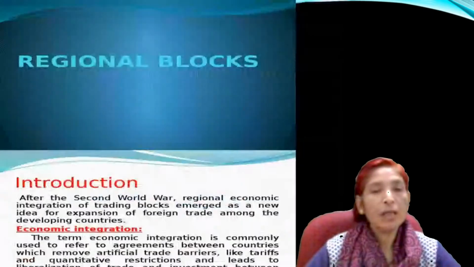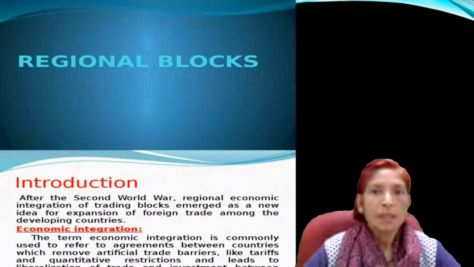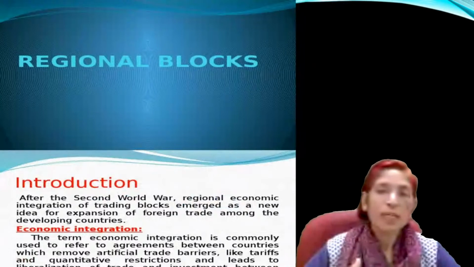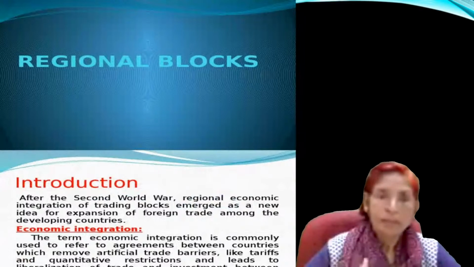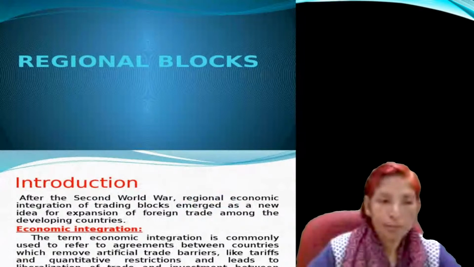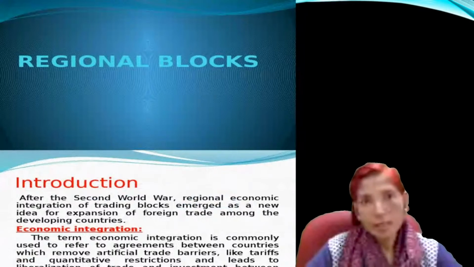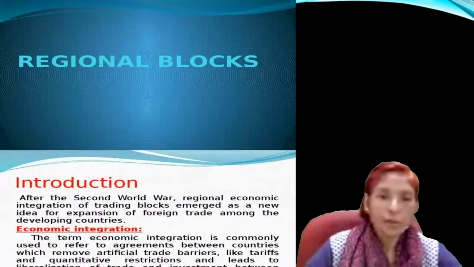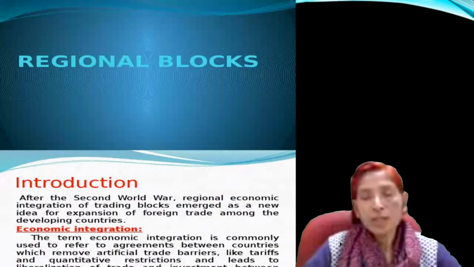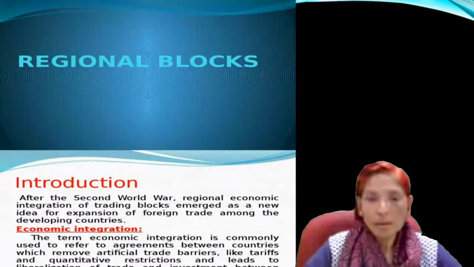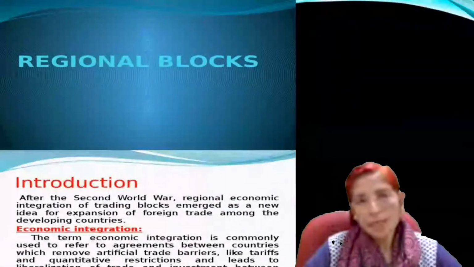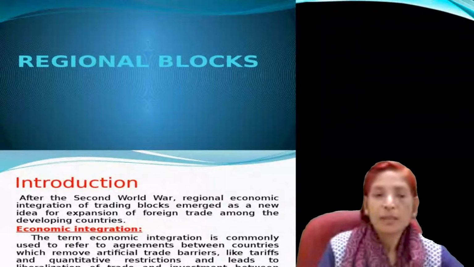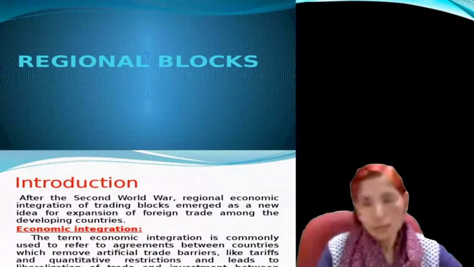Next is regional blocks. It is also in block 2 and unit 6. Regional blocks. Its introduction is after the Second World War. Regional economic integration or trading blocks emerged as a new idea for expansion of foreign trade among the developing countries.